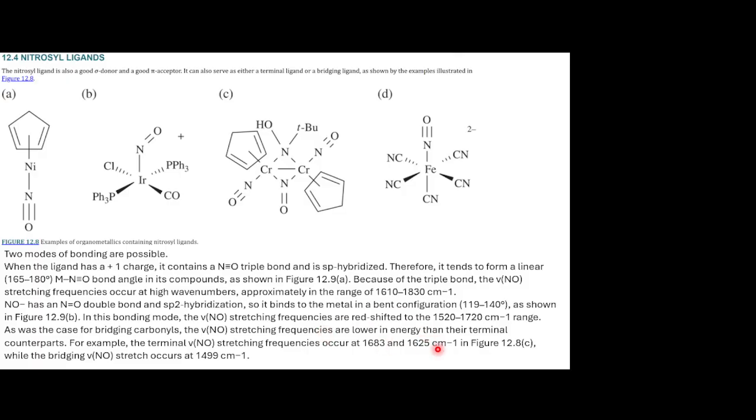And so what you typically see is frequencies there in the 1683 to 1625. This would be your C here, where it's bridging. And so that's going to have a bridging stretch frequency at 1499. And so that shifted downwards.